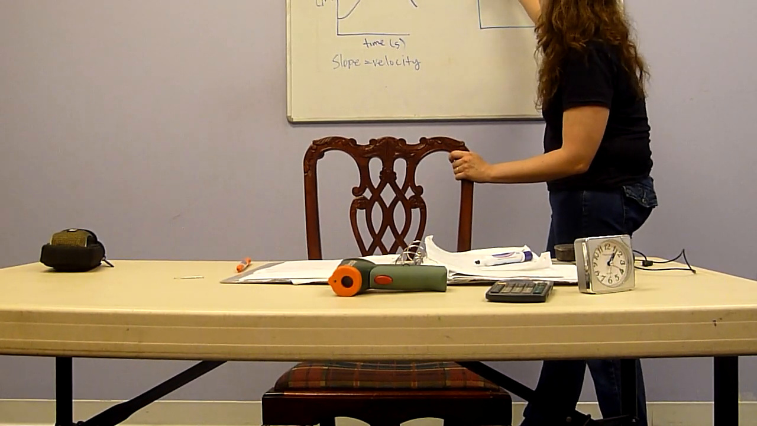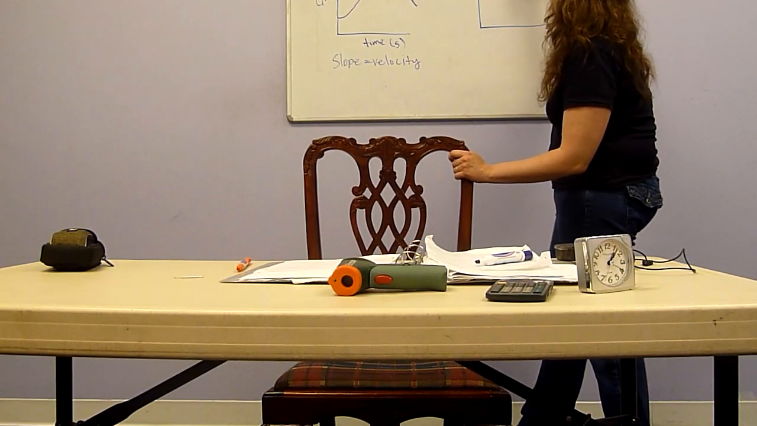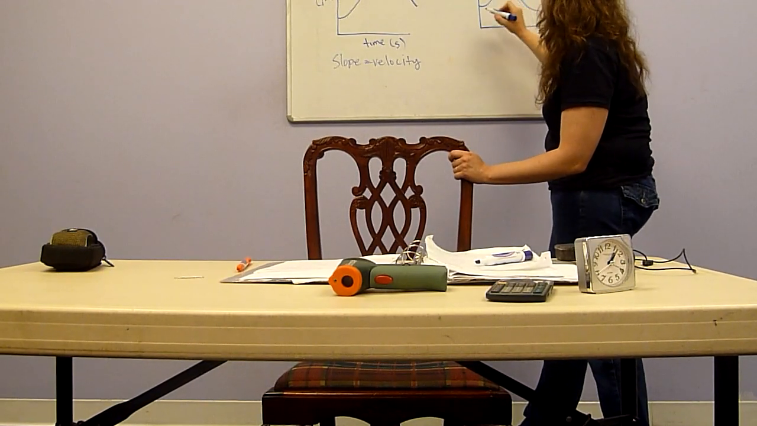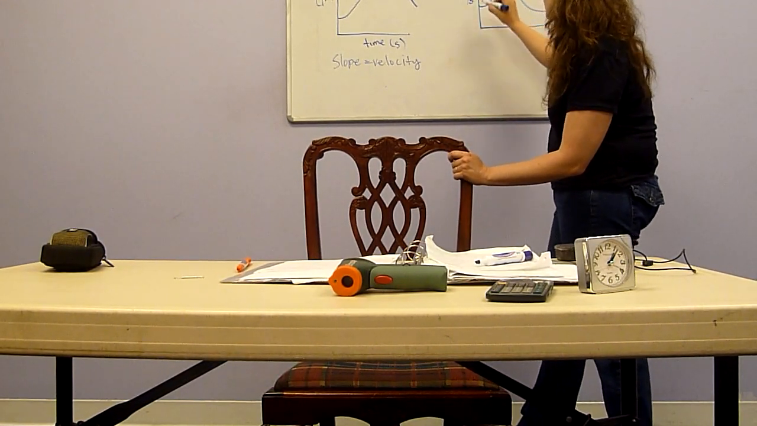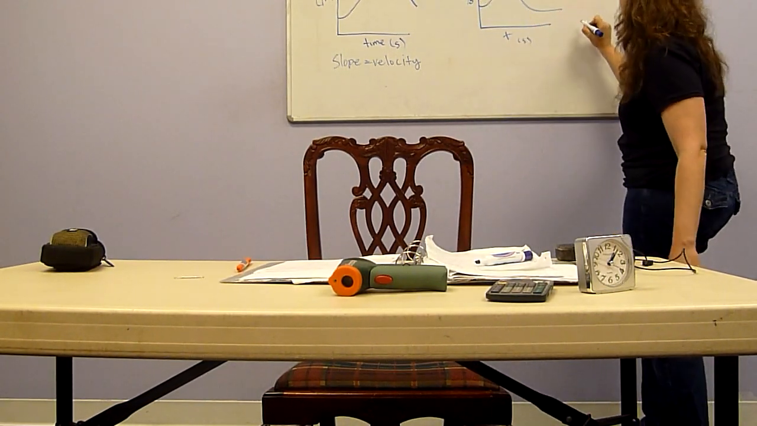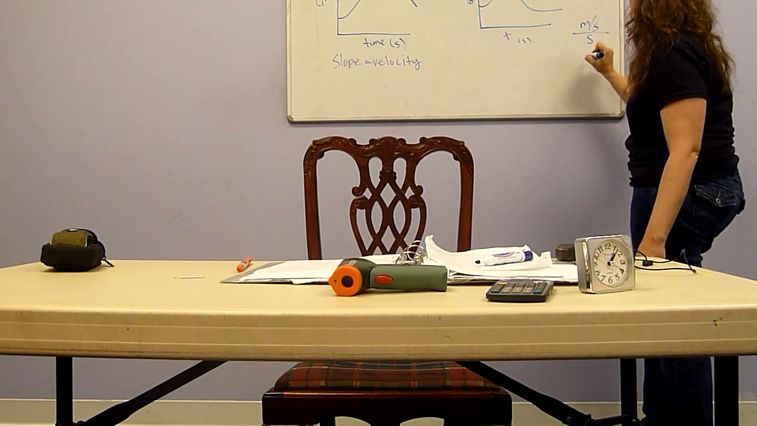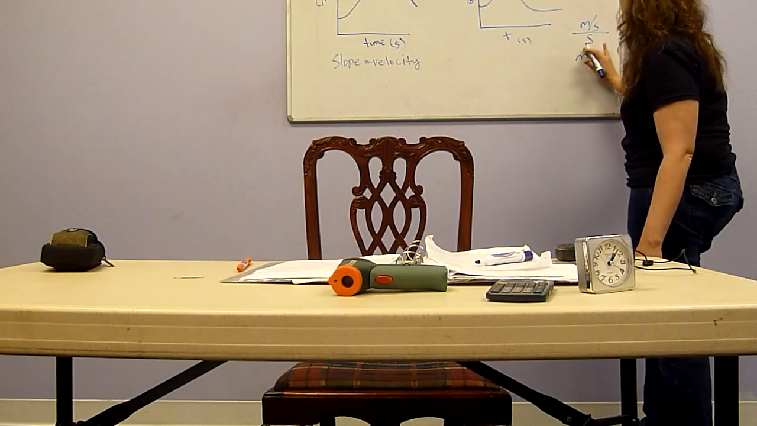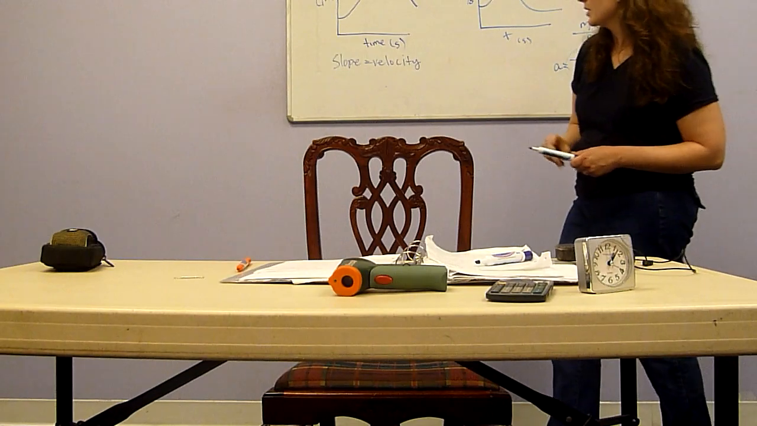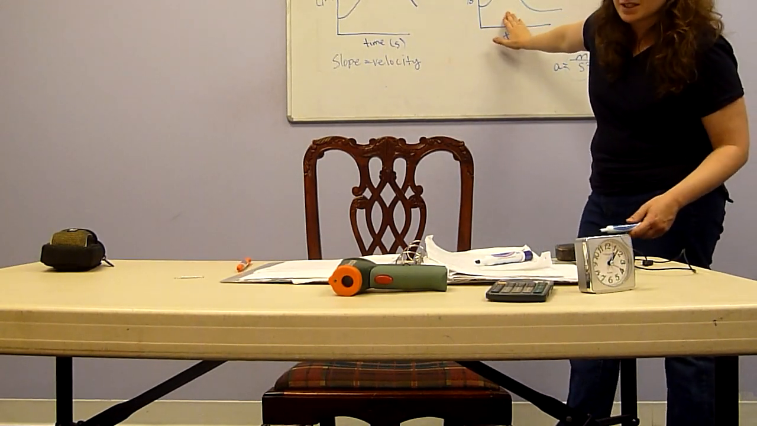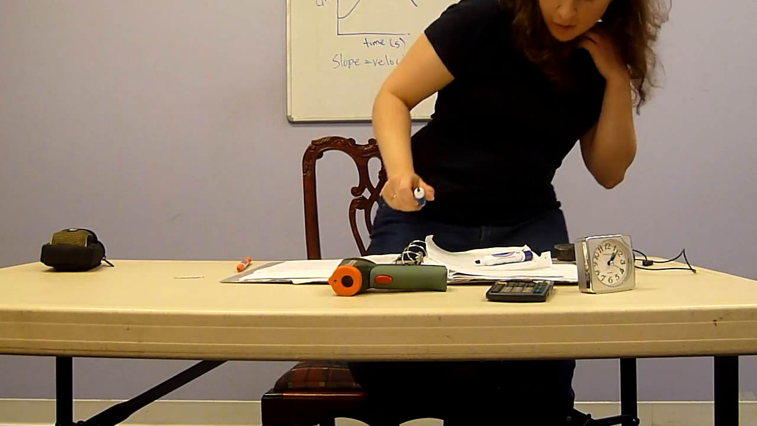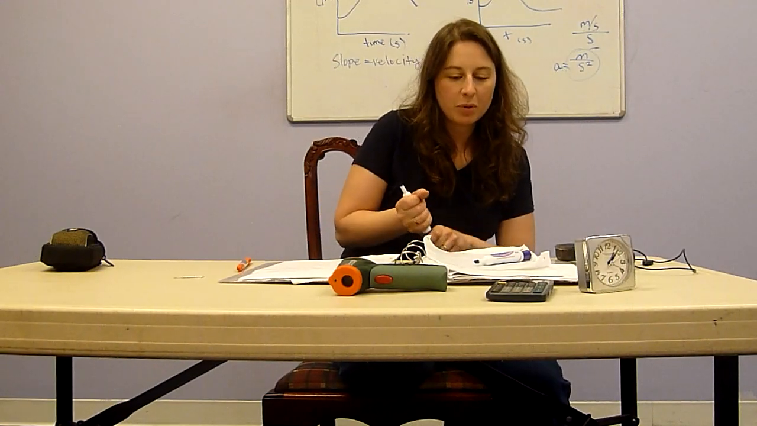So what if you have a velocity versus time graph? What is the slope? Acceleration. Yep, because velocity is meters per second and time is in seconds. Meters per second divided by seconds gives meters per second squared, which is acceleration. So the slope of a velocity versus time graph is acceleration. The slope of a position versus time graph is velocity. Important to know.